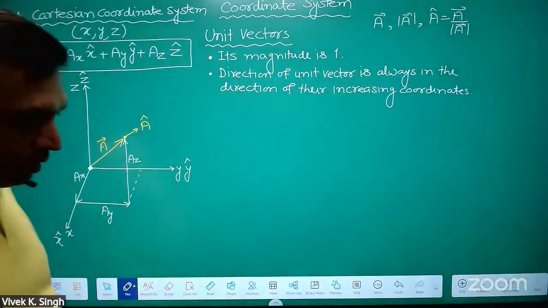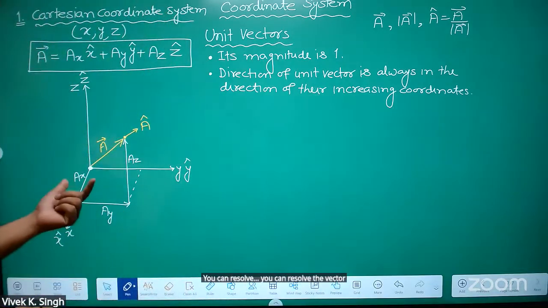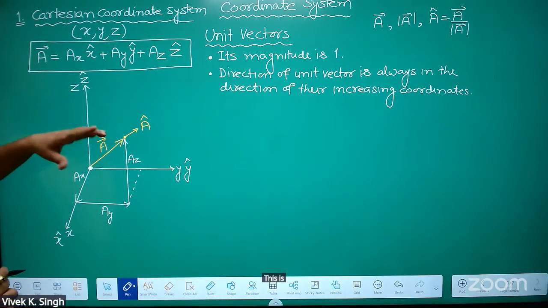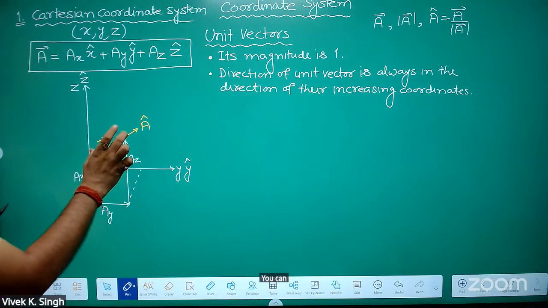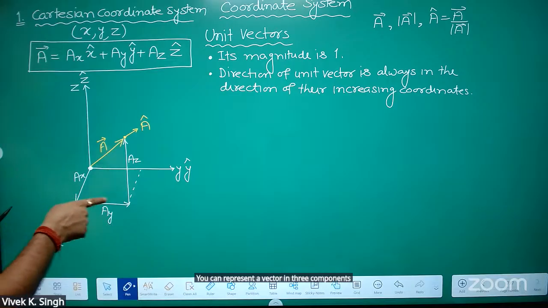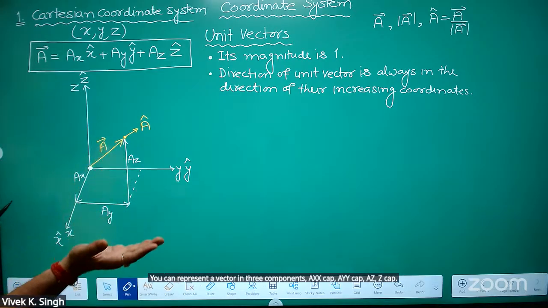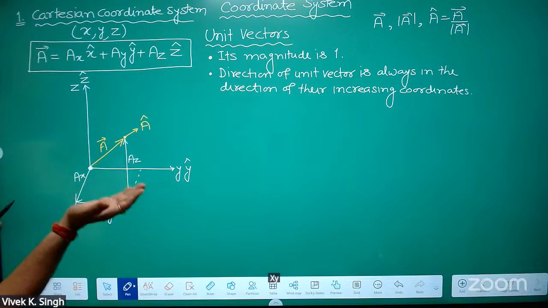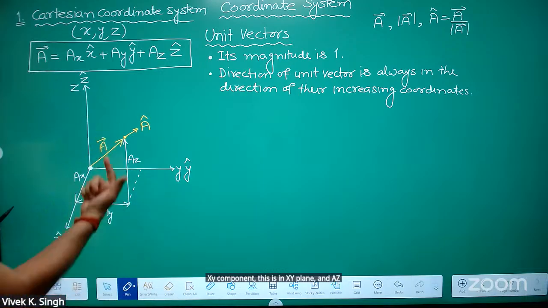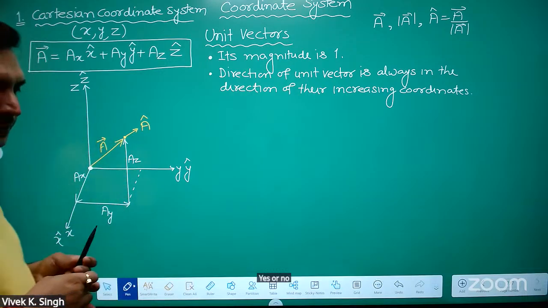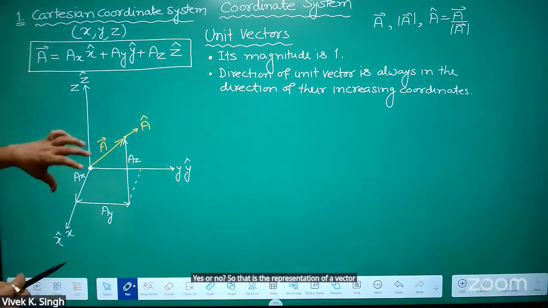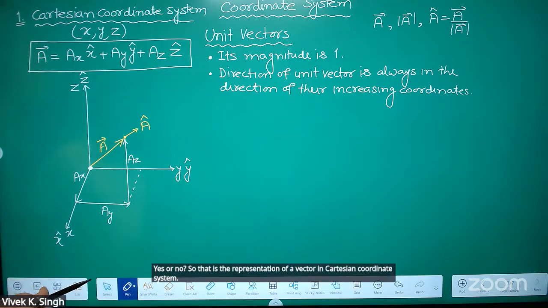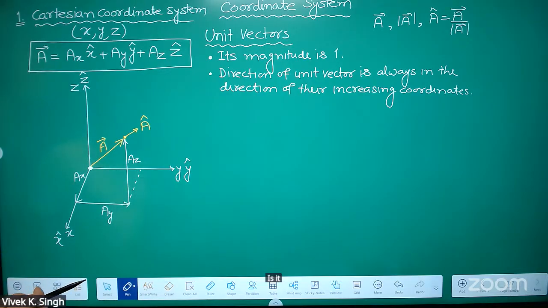Yes. You can resolve the vector into three components. This is the general vector A in space, but in your coordinate system, you can represent vector A in three components: AX x cap, AY y cap, AZ z cap. The XY component is in the XY plane, and AZ will be perpendicular to it. Yes or no? So that is the representation of a vector in the Cartesian coordinate system. Is it clear?